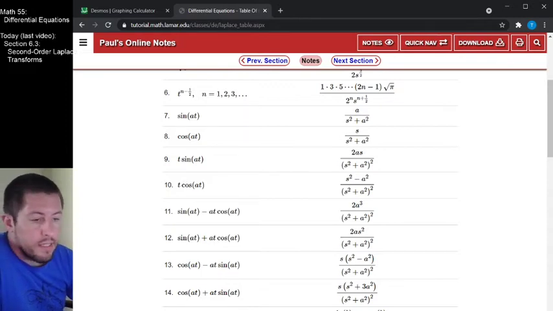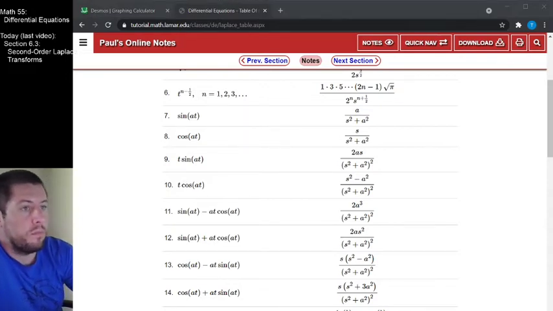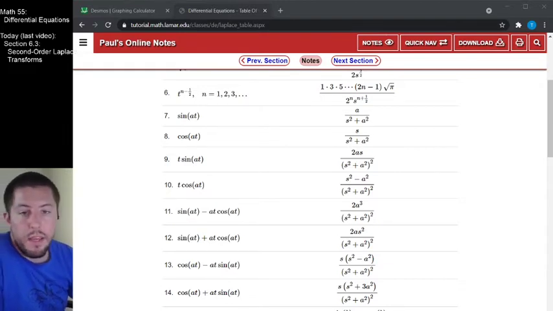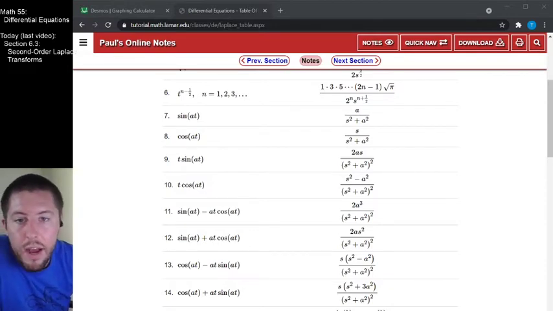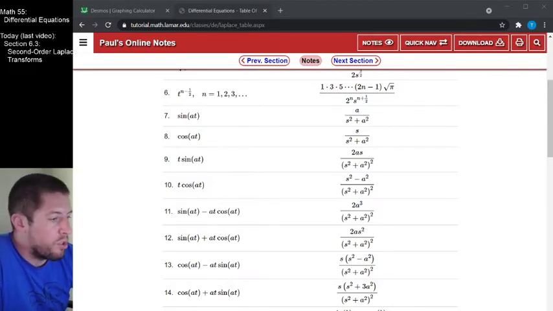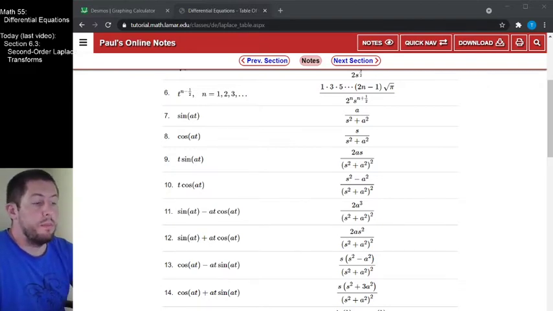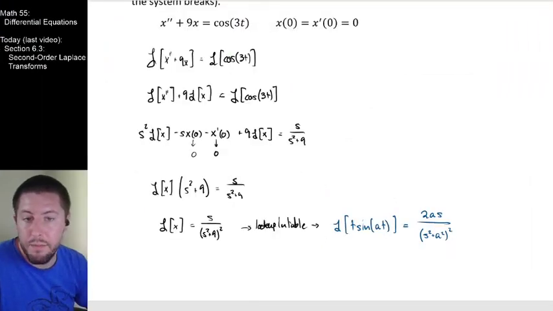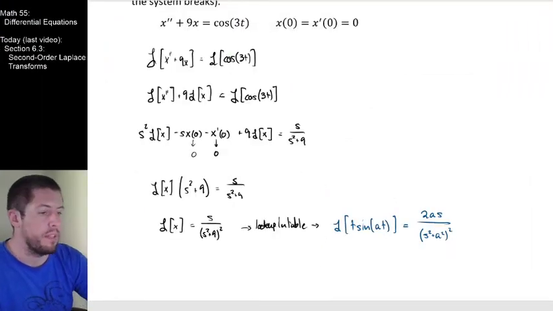This says that the Laplace transform of t sine of at, according to our table, is going to be, and I'm writing this down in Word right now, I'm just keeping it up right here so I can see it, 2as over s squared plus a squared squared. So I'm going to click back over, so I've copied down our information from number 9, so there it is. This is the information in blue that I just pulled out of our lookup in the table right there.